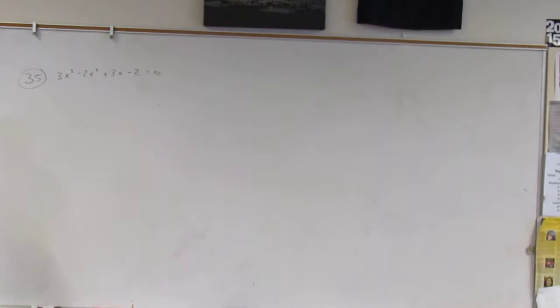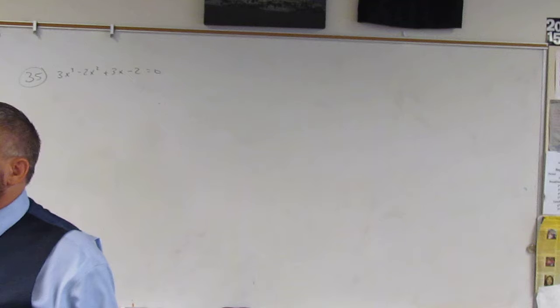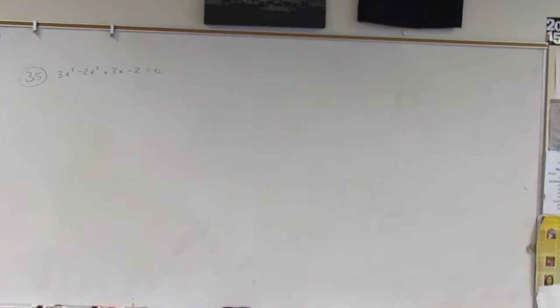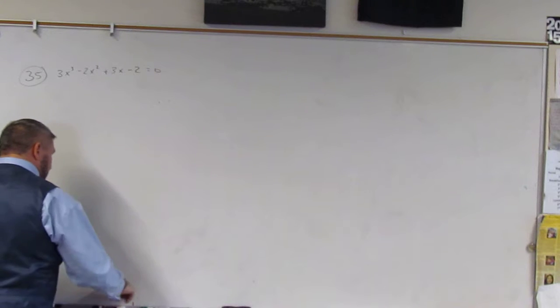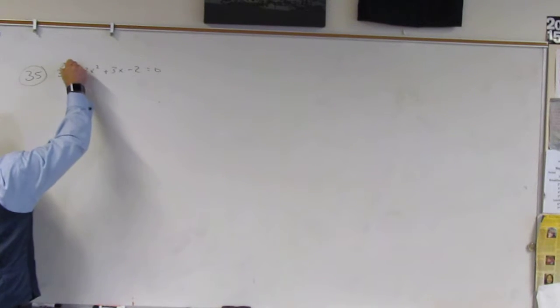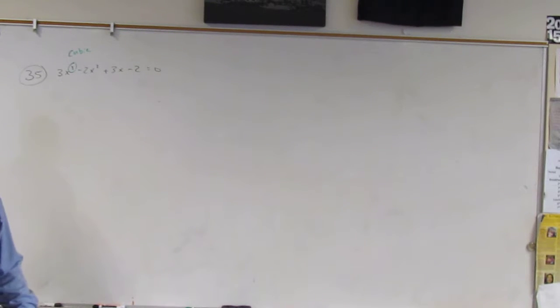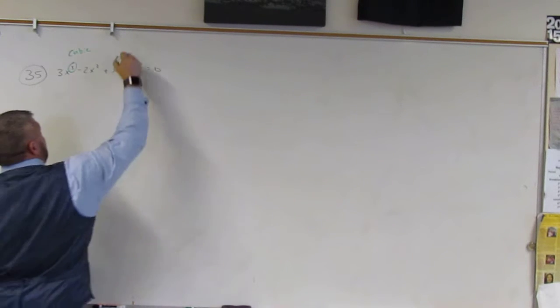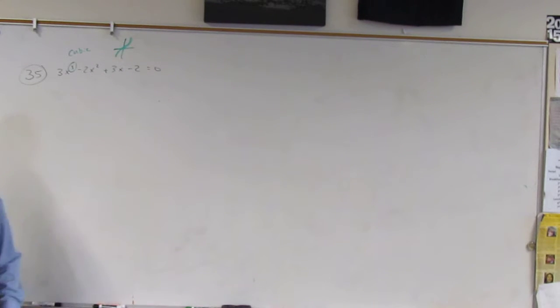So they want you to graph. Oh, they don't want you to graph it. They want you to graph it on your calculator and figure out the exact number. What you should know is that this is a cubic, right? So because it's a cubic, it should look like this. All right? Some form of that.